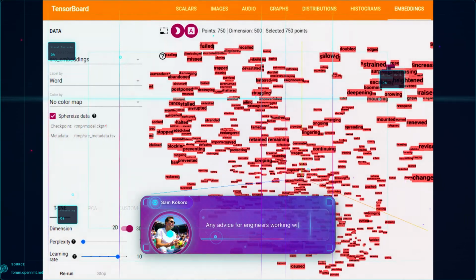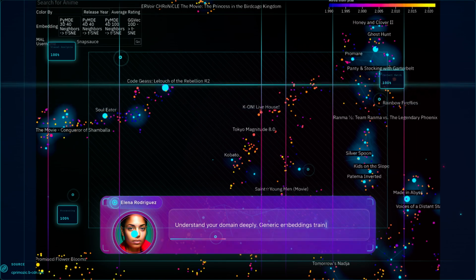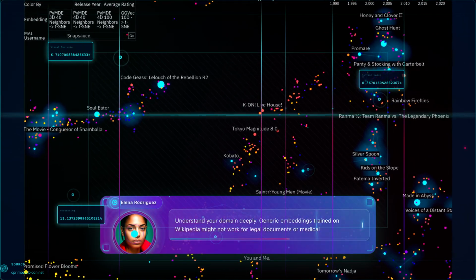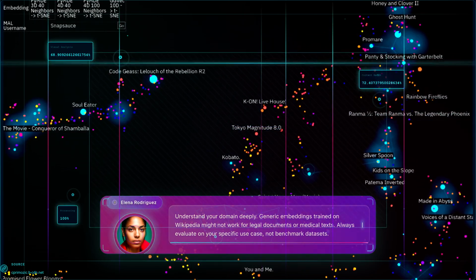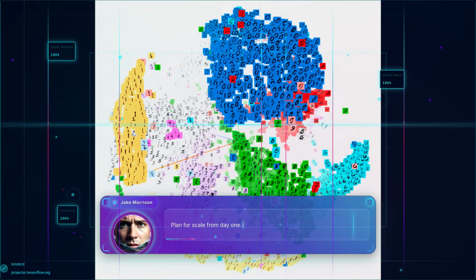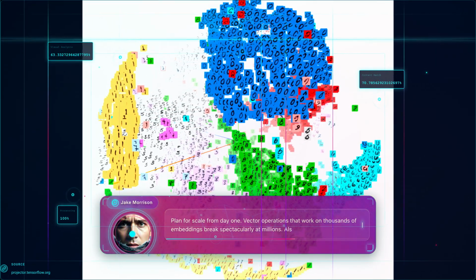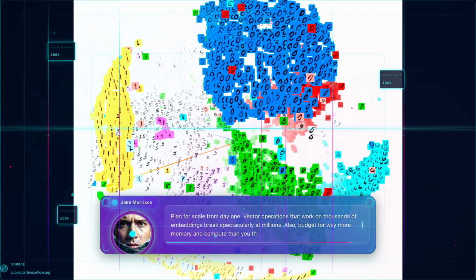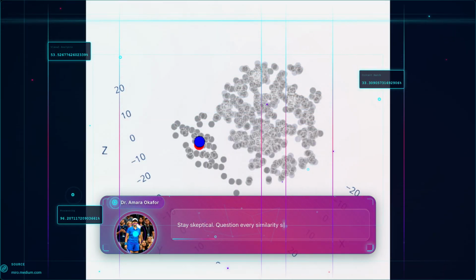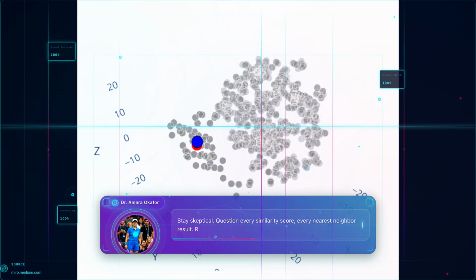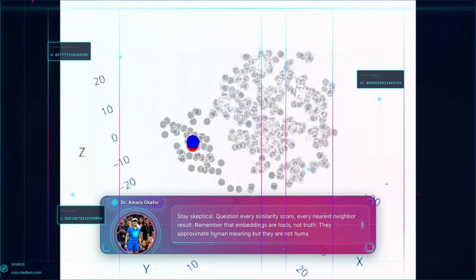Any advice for engineers working with embeddings? Understand your domain deeply. Generic embeddings trained on Wikipedia might not work for legal documents or medical texts. Always evaluate on your specific use case, not benchmark datasets. Plan for scale from day one. Vector operations that work on thousands of embeddings break spectacularly at millions. Also, budget for way more memory and compute than you think you need. Stay skeptical, question every similarity score, every nearest neighbor result. Remember that embeddings are tools, not truth. They approximate human meaning, but they are not human meaning.